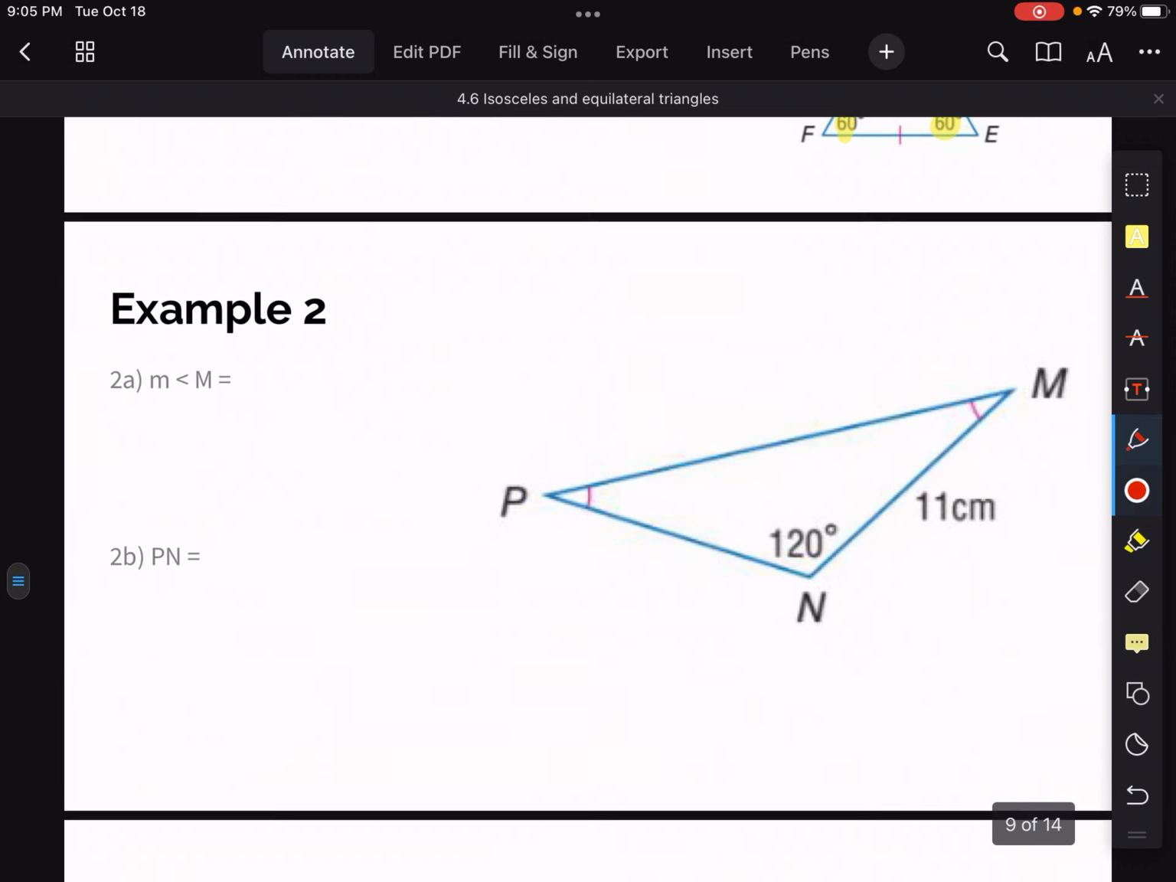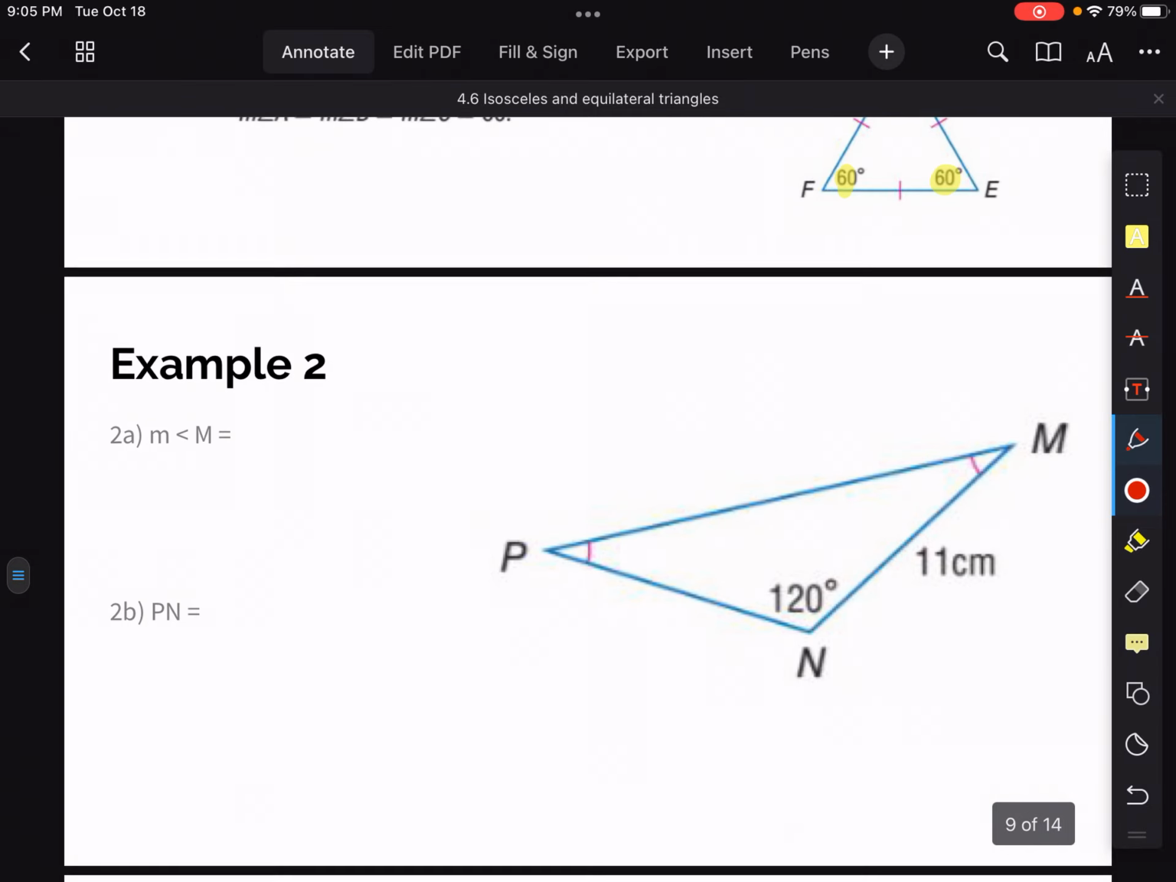So make sure you get that all in your notes, and then let's go on to example 2 and 3 here, and then we'll be done, and you guys will be on to your homework.